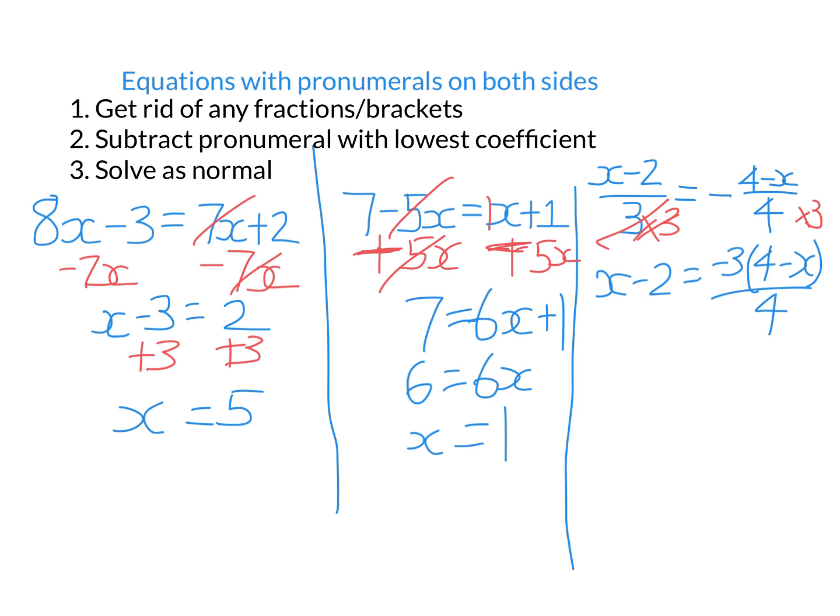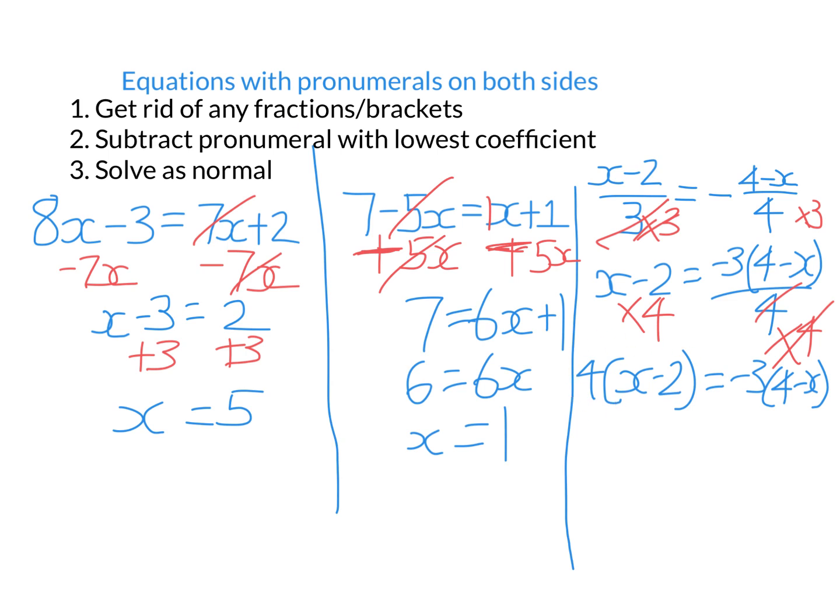So similarly, I'm going to get rid of this divide 4 fraction by multiplying by 4, because divide 4 times 4 undo each other. So I need to also multiply this side of the equation by 4 in order to keep it balanced. So note that when I'm multiplying this side of the equation by 4, I need to multiply the whole thing by 4.